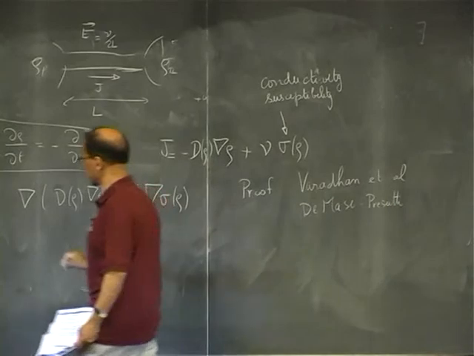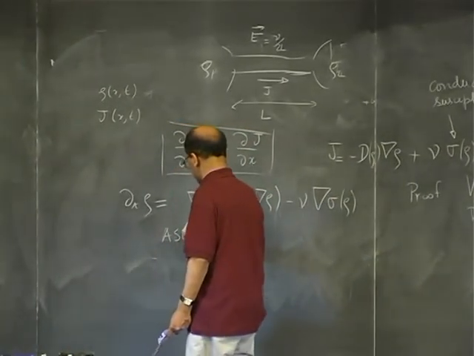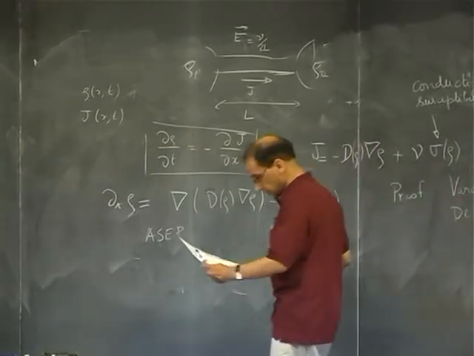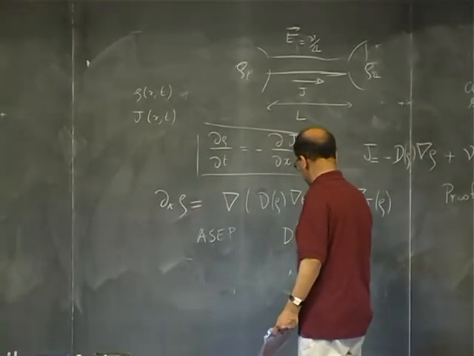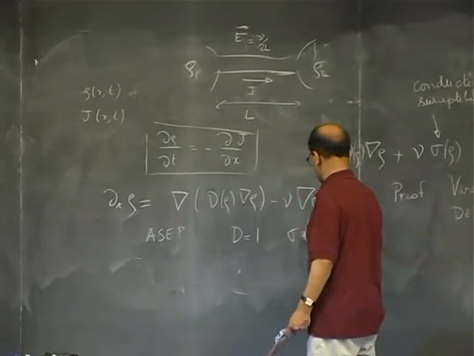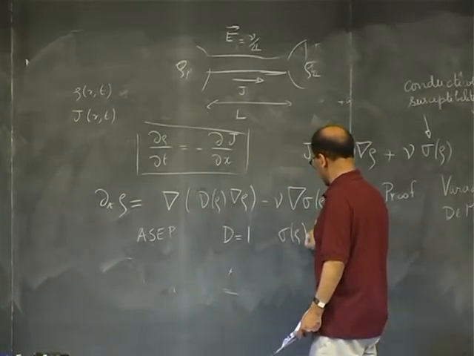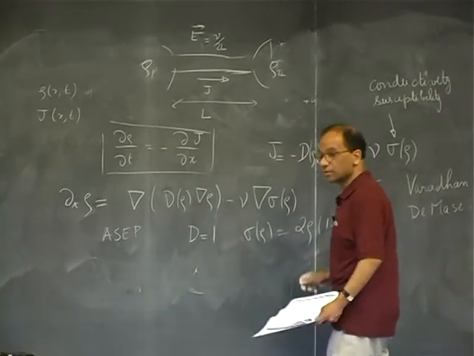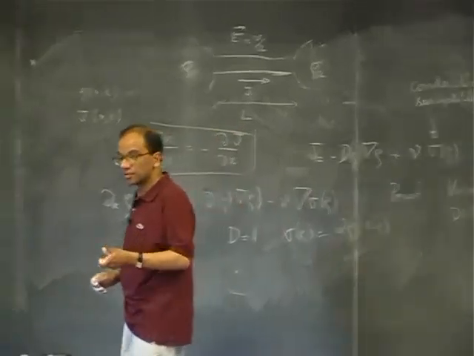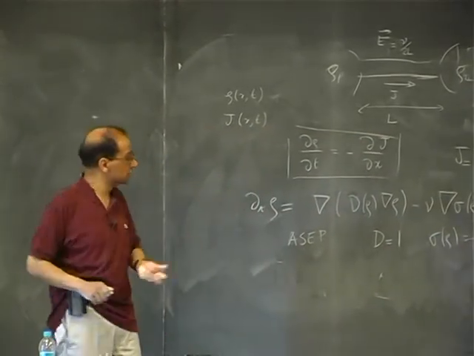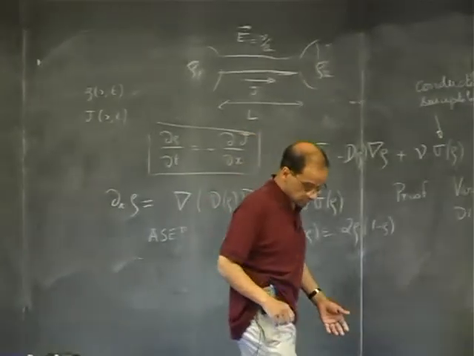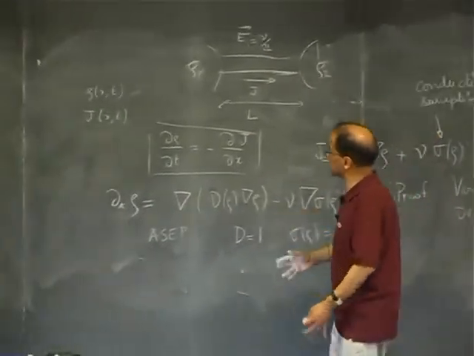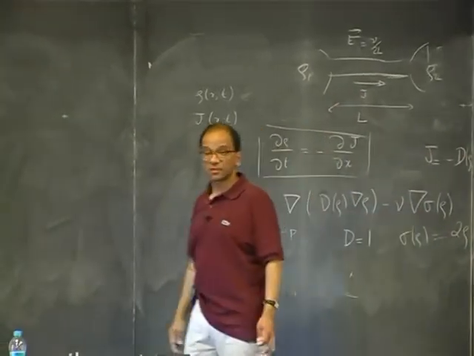For the exclusion process, because the exclusion process is the toy model we try to understand things with. It tells you that D is equal to 1 and sigma is just, there's a stupid factor of 2, it's a question of normalization, but it's again rho times 1 minus rho. Because we know that the current is P minus Q times rho 1 minus rho, and P minus Q is the local intensity of the field.